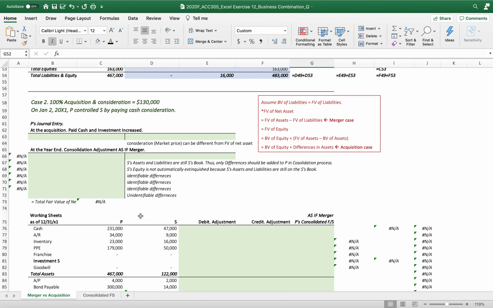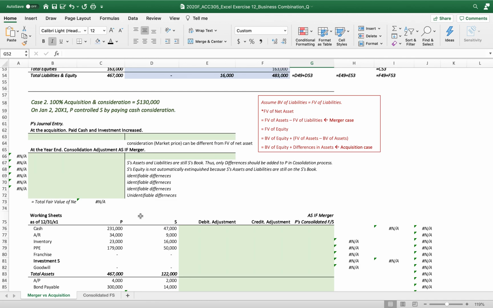Now let's continue. 100% acquisition and consideration is one of common business combination cases. Okay, what is the difference between the merger and acquisition? Merger is A plus B is equal to A, or like C or F, whatever. There's a new company or existing company combining, included in the A company, existing company. But the acquisition is totally A plus B is equal to A plus B.